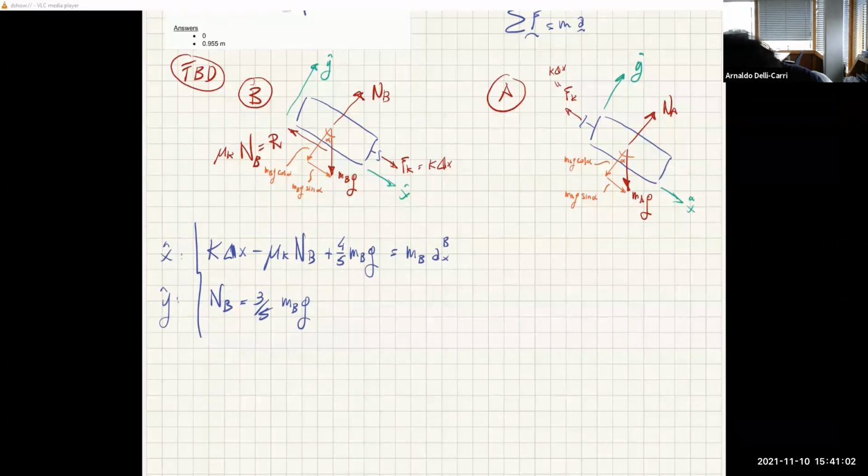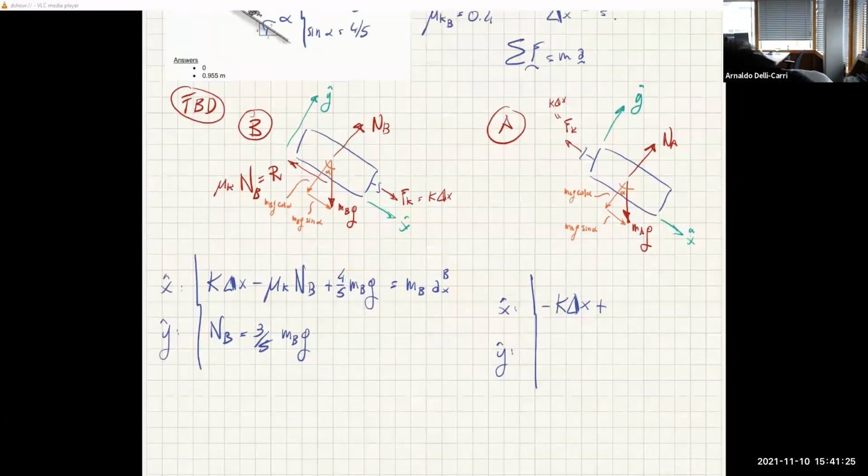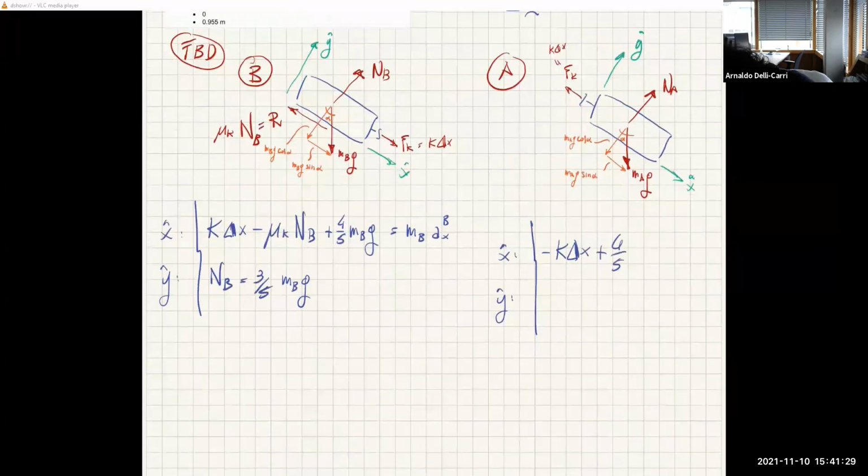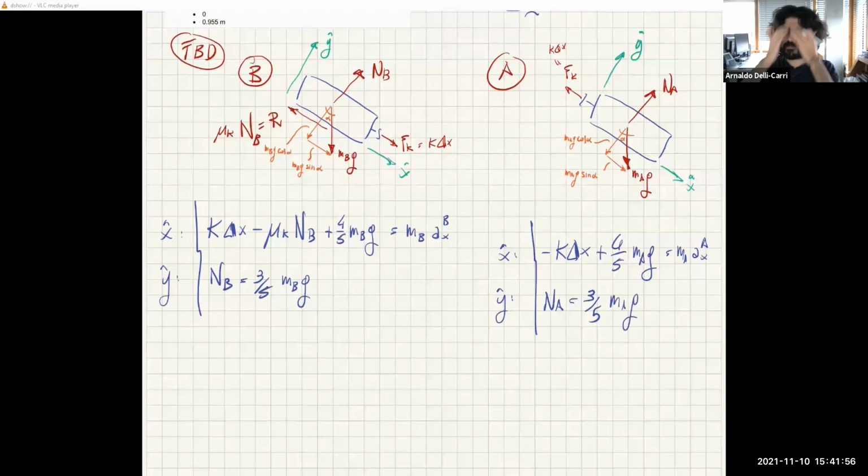So let's say that in the x direction and in the y direction. Here I have minus k delta x now, because it's going in the opposite direction of the x-axis, plus m A g sine alpha, which is 4/5, equals mass of A times acceleration of A in the x-axis. And N A, now this equation is truly useless because we don't need it for anything. 3/5 m A g, now this is a number. We know everything.